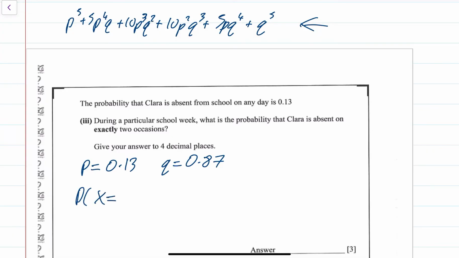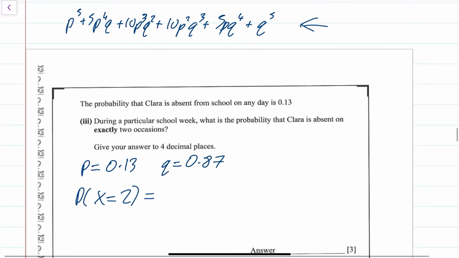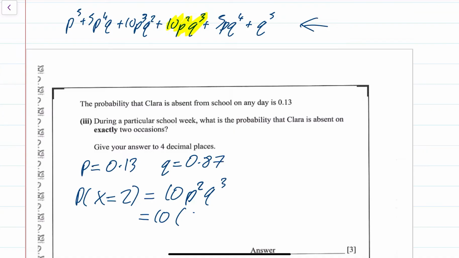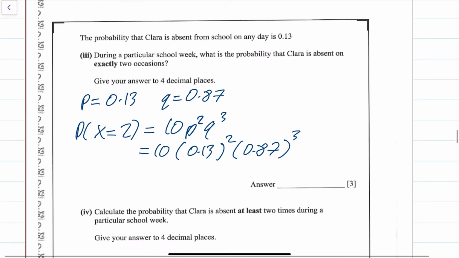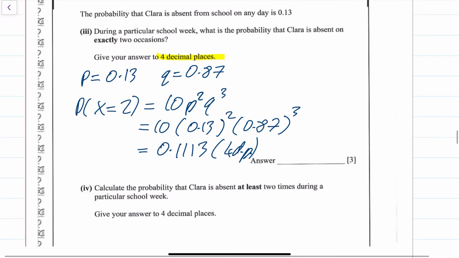And we want to find the probability x equals 2. So we're looking for the one from above where the power of p is 2. And it's this one. So the whole thing is 10. So we're looking for 10 p squared q cubed, which is going to be 10 times 0.13 squared times 0.87 cubed. And when you did that, notice there, almost missed that, it says 4 decimal places, which is going to be 0.1113 to 4 decimal places.